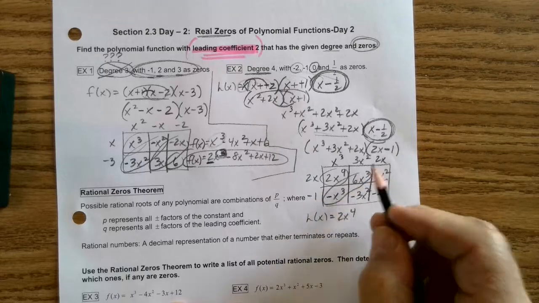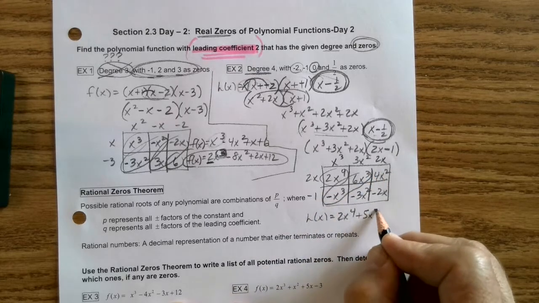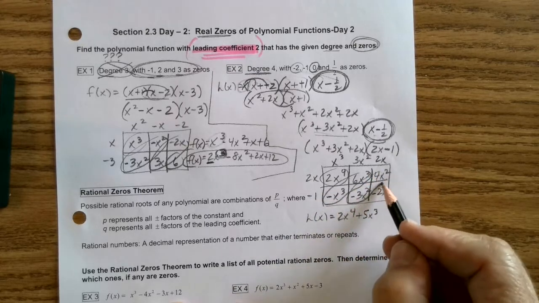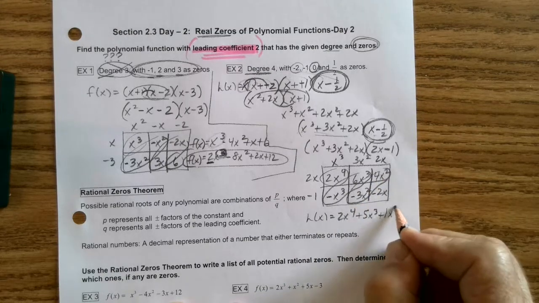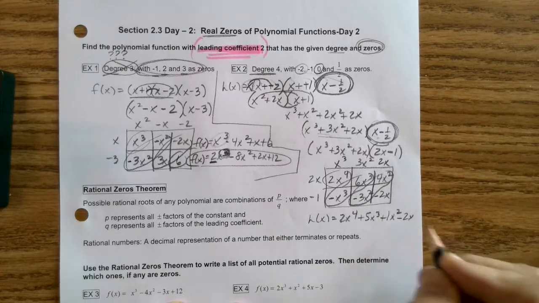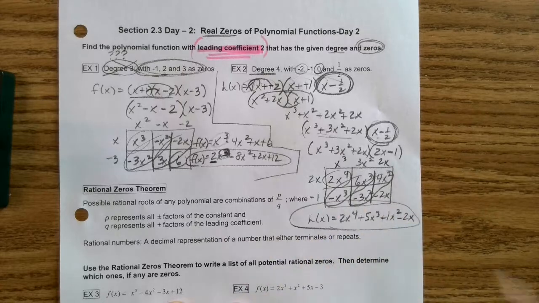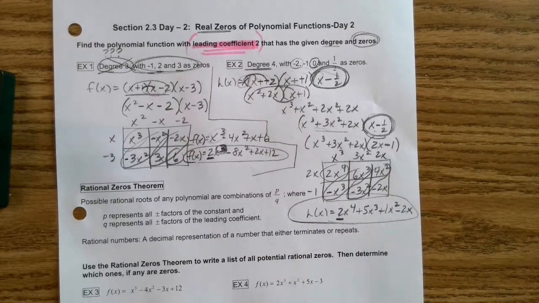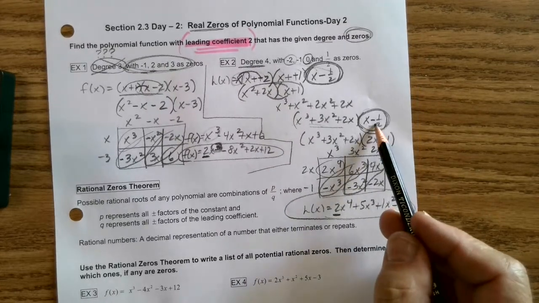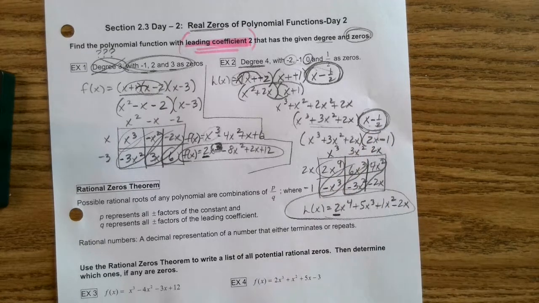Got some like terms here. That'd be 1x to the second power minus 2x. And there you have it, with a leading coefficient 2, because we took care of it by multiplying that by 2. A little math trickery.